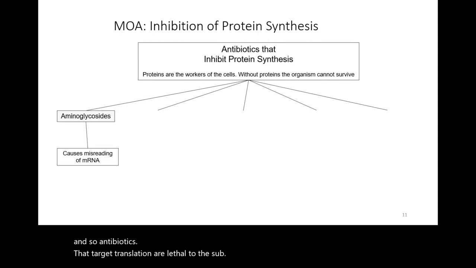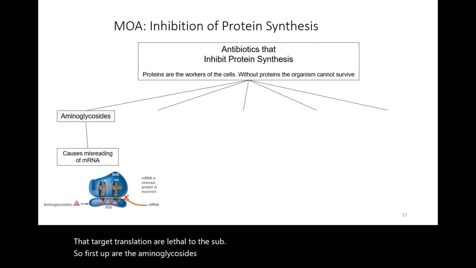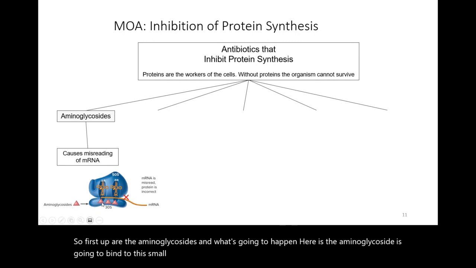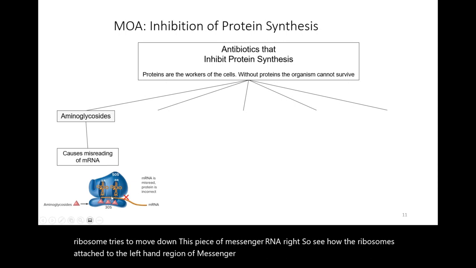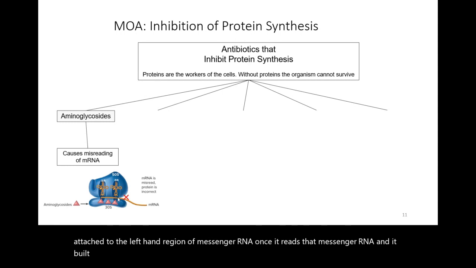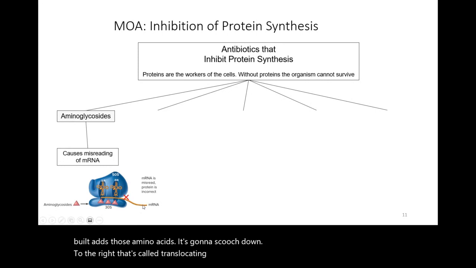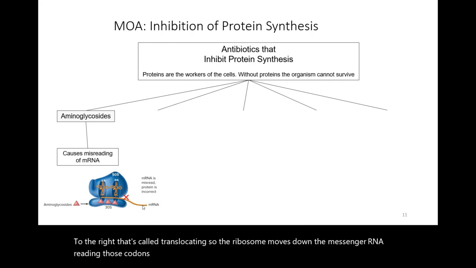So first up are the aminoglycosides, and what's going to happen here is the aminoglycoside is going to bind to this small ribosomal subunit, which is going to cause issues when the ribosome tries to move down this piece of messenger RNA, right? So see how the ribosome is attached to the left-hand region of messenger RNA? Well, once it reads that messenger RNA and it adds those amino acids, it's going to scooch down to the right. That's called translocating. So the ribosome moves down the messenger RNA, reading those codons, building that polypeptide chain.